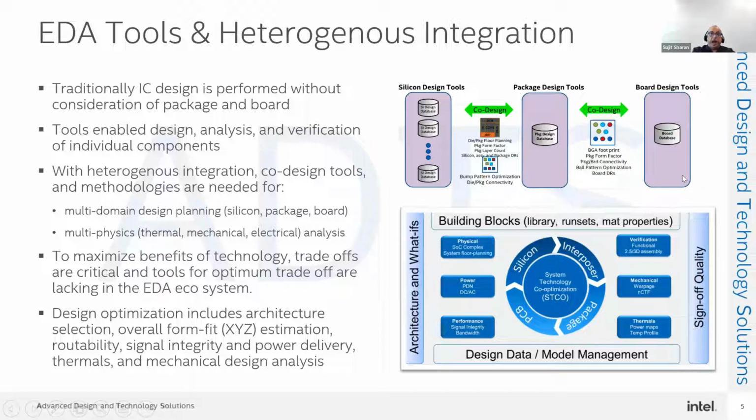Typically, we have not done this, and I think the tools are well in development, but there's still a lot of work to be done across the multi-domain design planning, which is planning the design upfront from the silicon, package, and board, and then of course the multi-physics analysis across thermal impact of the whole stack, the mechanical impact, and the electrical analysis. So the key thing that we are looking at is to maximize the benefits of the technology, to make sure that we are not individually optimizing each of the vectors, but do a full co-optimization.